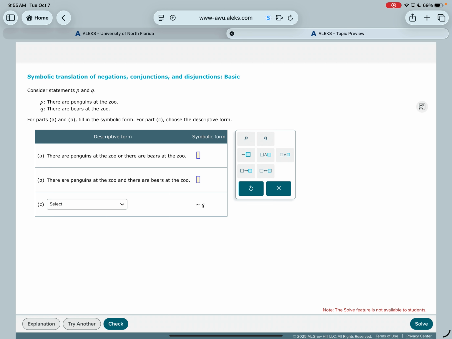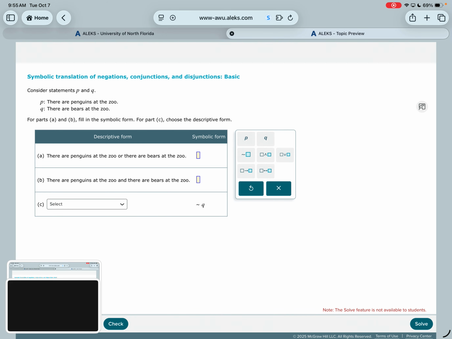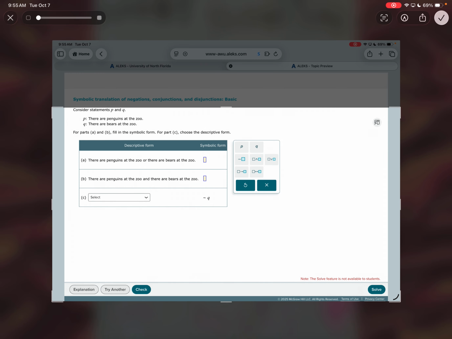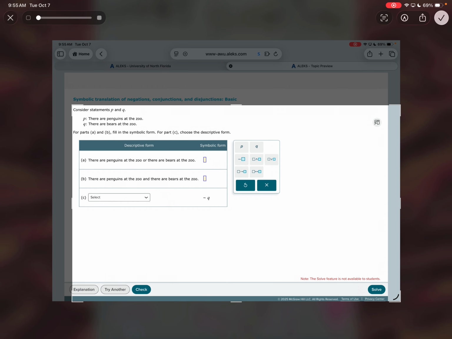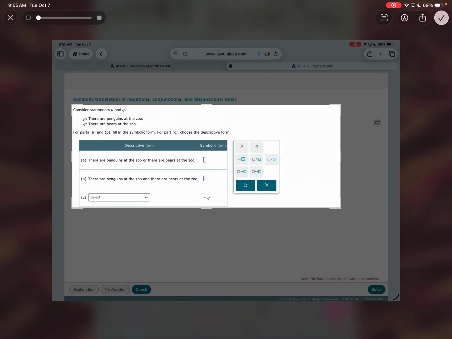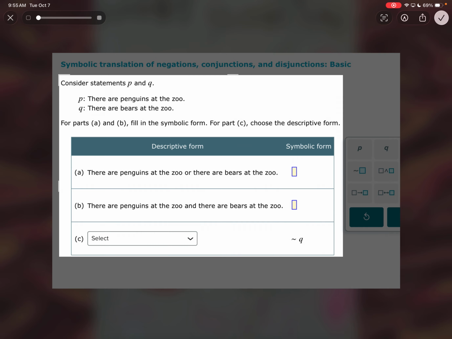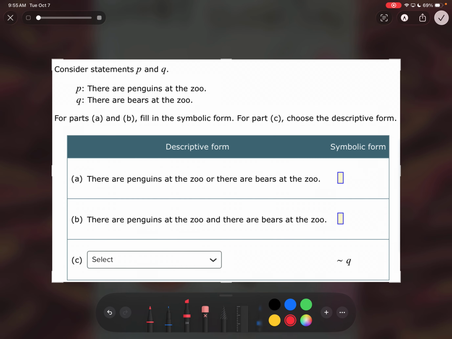So what you are doing on this first one is coming up with the different symbols. This is just a basic one. It's pretty easy. So P is there are penguins at the zoo, and Q is there are bears at the zoo. So let's make P be red and Q be blue. So there are penguins at the zoo, and there are bears at the zoo. So there's my P and Q.